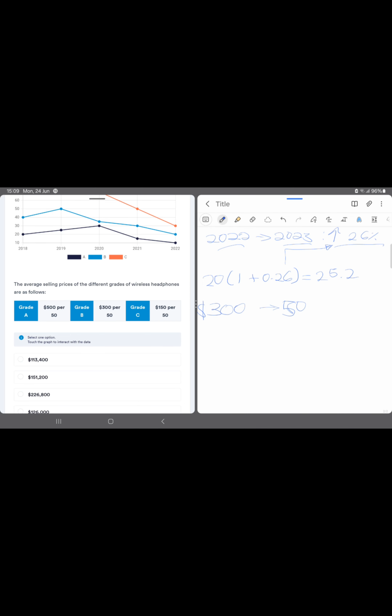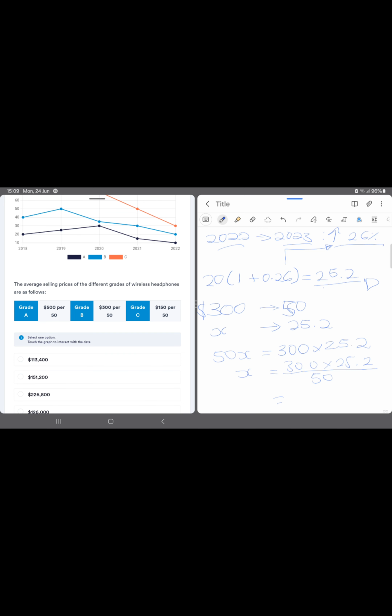So we are looking for the value that goes with 25.2. So we'll have x here gives us 25.2. Then we'll use cross multiplication. So we have 50x is equal to 300 times 25.2. Then x is equal to 300 times 25.2 all divided by 50. And the solution is, you can punch that into your calculator.